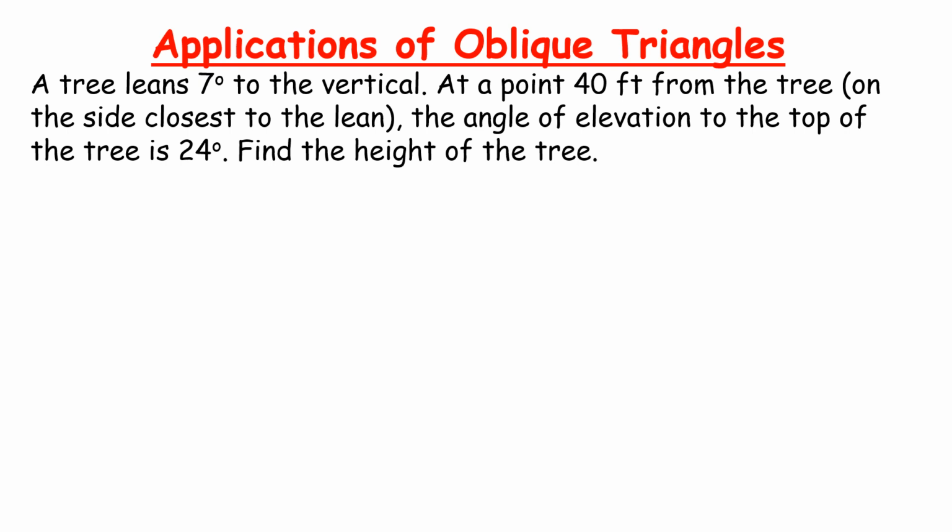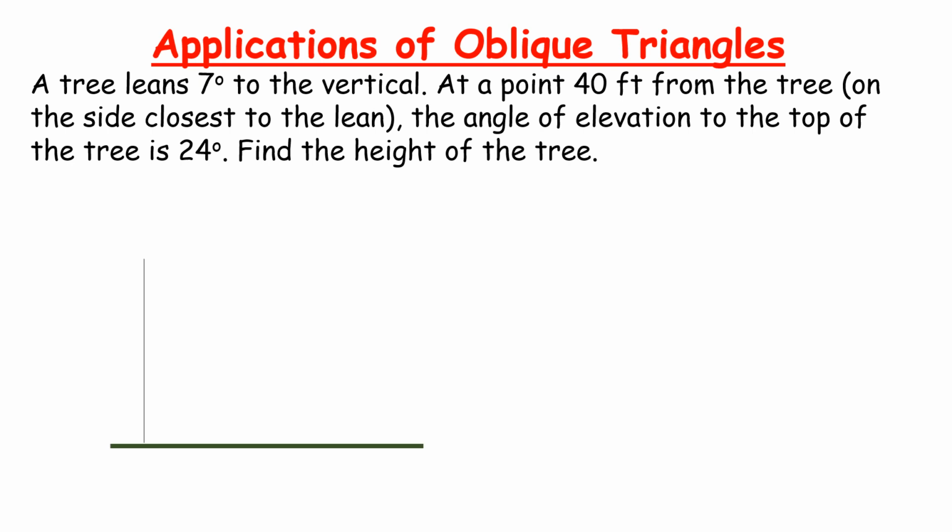So our tree is leaning. It's not vertical at 90 degrees. It's leaning 7 degrees off of that. From that point, 40 feet over to the other side of the tree, so 40 feet away from it, at that distance across, then we have an angle of elevation looking up to the top of the tree. All right, so let's get some pictures.